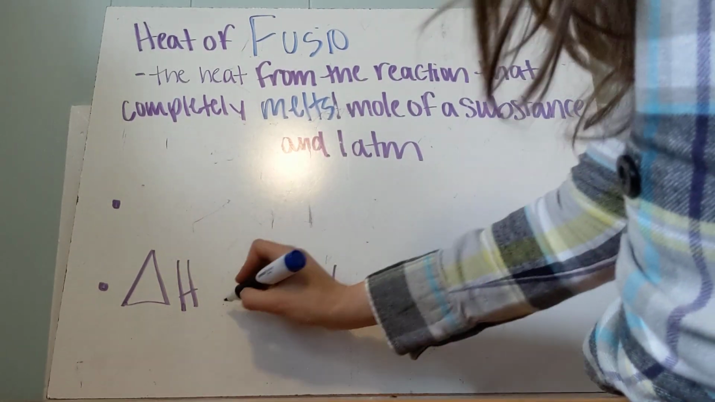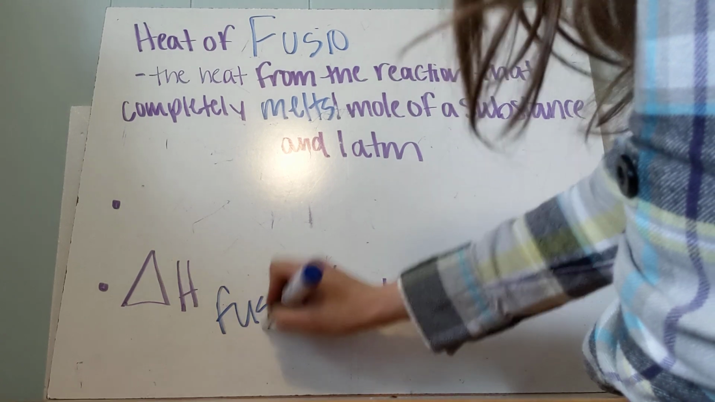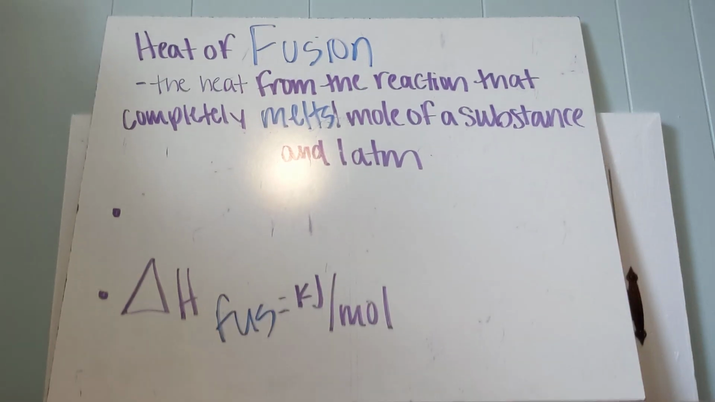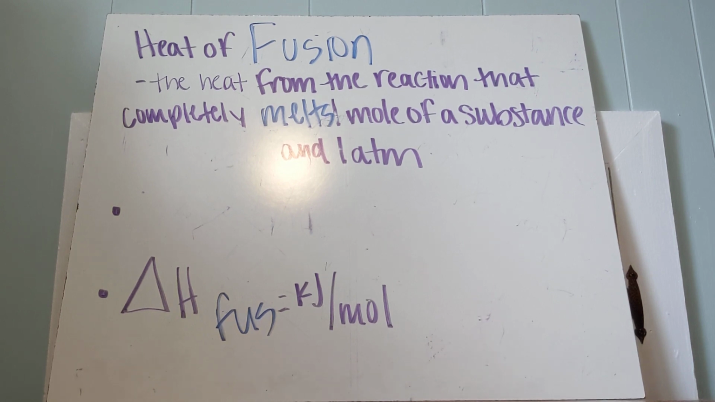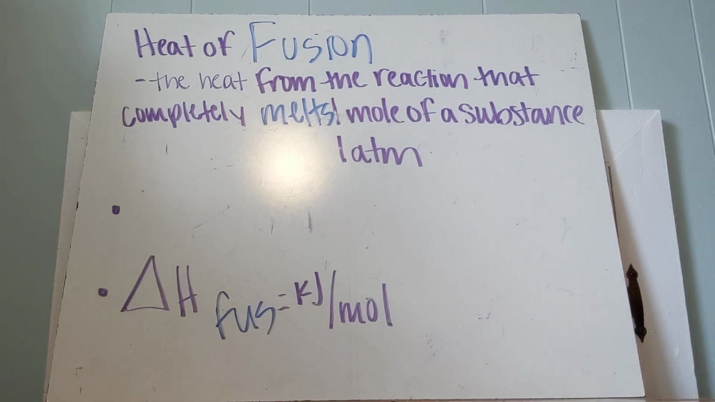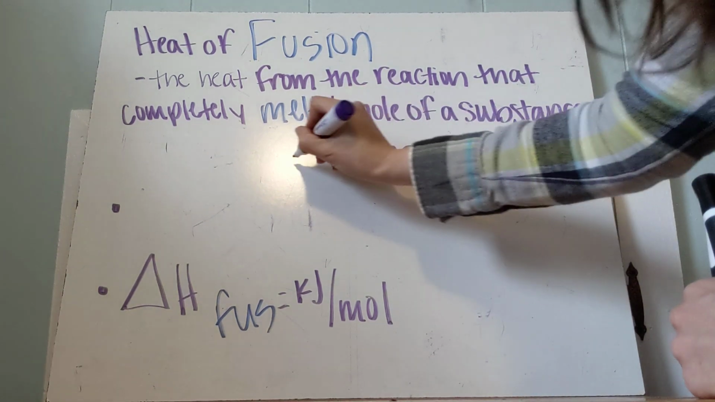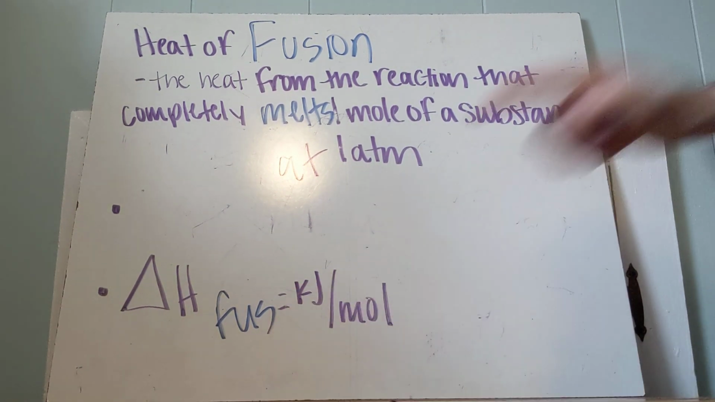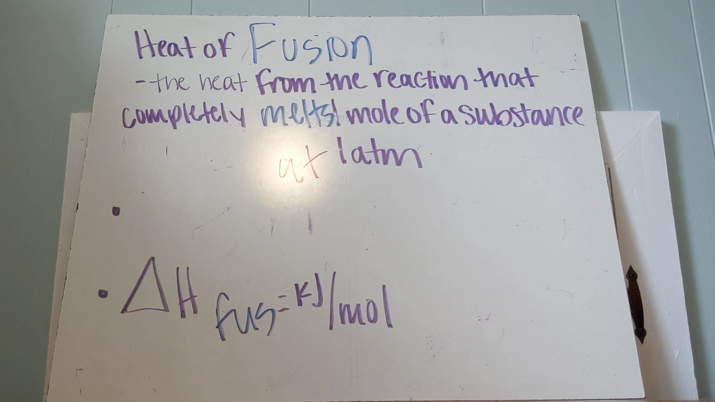And now we're going to call it delta H of fusion. All right, I should spell fusion correctly. So heat of fusion is the heat from the reaction that will completely melt 1 mole of a substance at 1 atmosphere of pressure. And notice our formula is basically the same. I just changed the subscript here to delta H of fusion.